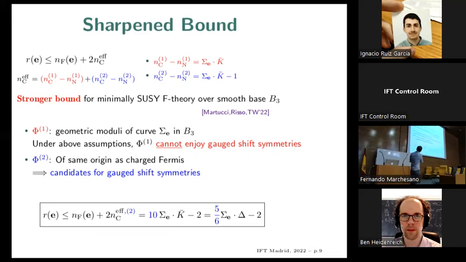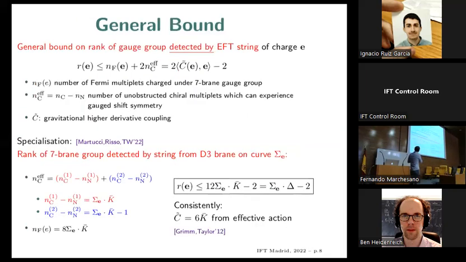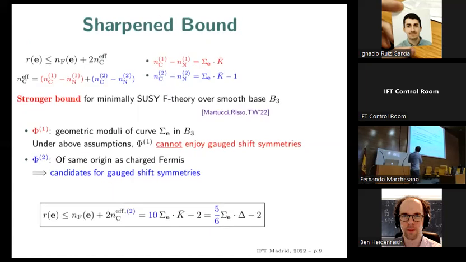Only the second type of moduli can be moduli which can enjoy a shift symmetry, which can be gauged by the seven brane gauge group. Therefore, we propose that only they should actually enter this bound. And this gives a somewhat smaller bound on the total rank of the gauge group. And this is once again the rank of the gauge group as probed by a string intersecting the totality of seven branes with this intersection.